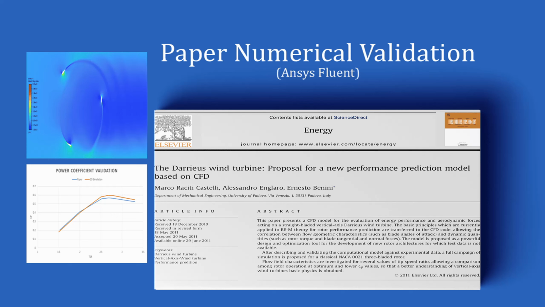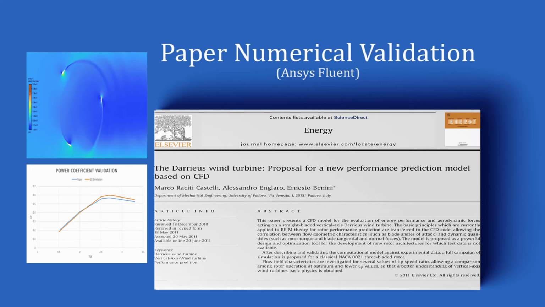Hello and welcome to this training session on setting up and running a Darrieus vertical axis wind turbine, VAWT, CFD simulation using ANSYS Fluent. A vertical axis wind turbine has its main rotor shaft positioned perpendicular to the ground and transverse to the wind direction.